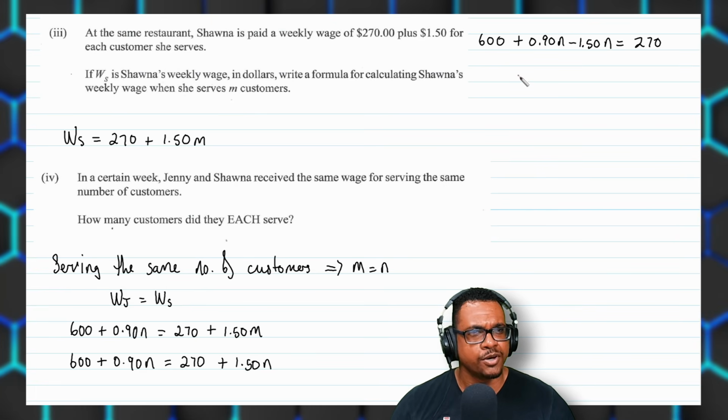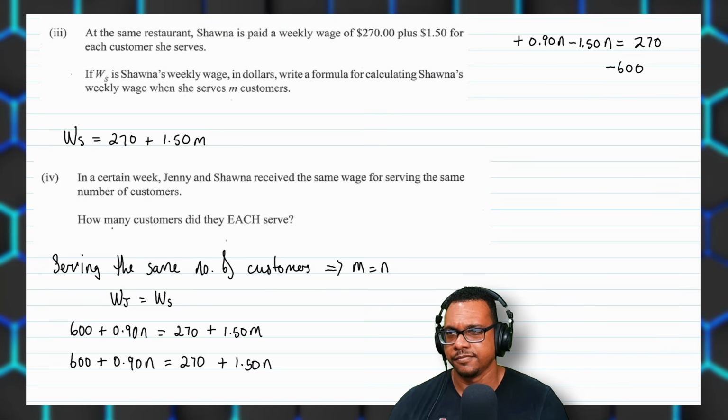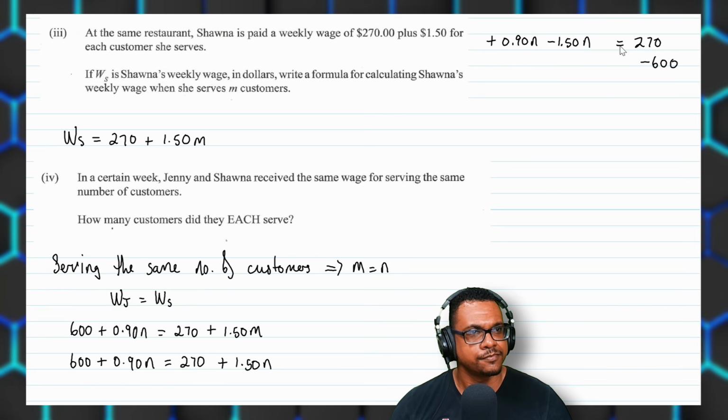Now what I want to do is bring this 600, transfer it across the equal sign to be by this 270. So when I take this positive 600, it's coming across, and as it crosses the equal sign, it becomes negative 600, the opposite of addition. So now I just have to make some space for this. So bring this across.